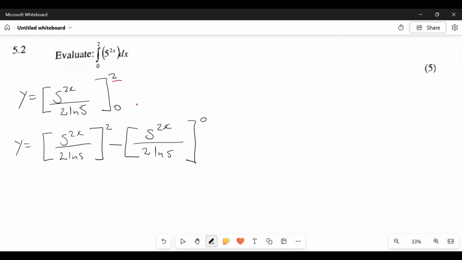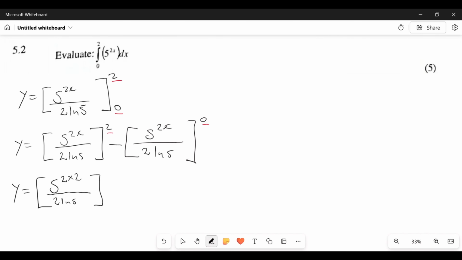Let me highlight. The upper limit is 2, the lower limit is 0. And remember guys, that the upper limit bracket is minus the bracket of the lower limit. Then from there, the next step here guys is to substitute our limit wherever there is x. On the first bracket, which is for the upper limit, wherever there is x, we're going to substitute 2. So it's going to be 5 to the power of 2 divided by 2 ln 5.